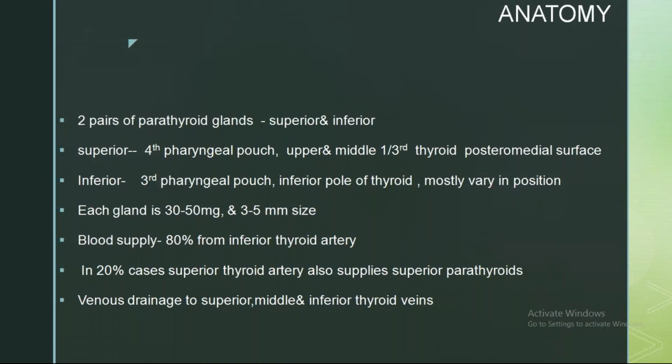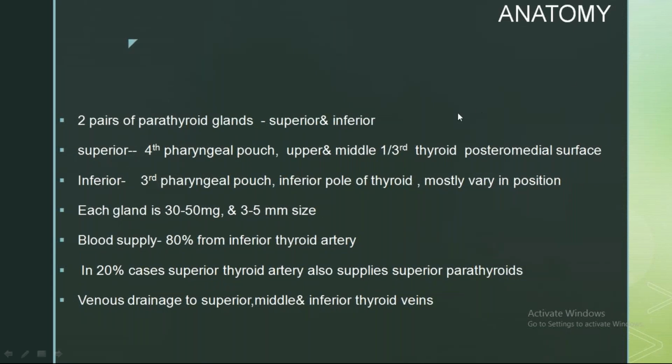So suppose if you ligate the trunk of the inferior thyroid artery, then there may be chances of poor blood supply and ischemic damage to the parathyroids. So better is to ligate the capsular branches of the inferior thyroid artery while performing a thyroidectomy, dissecting the lower pole of the thyroid. In 20% of the cases, the superior thyroid artery also supplies the superior parathyroids. Venous drainage is to the thyroid veins.